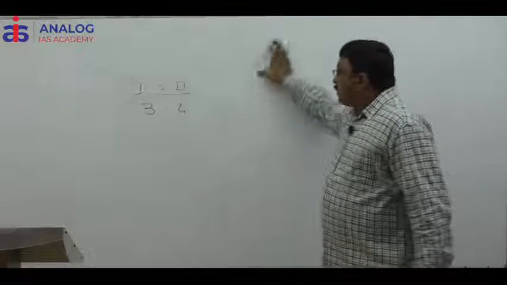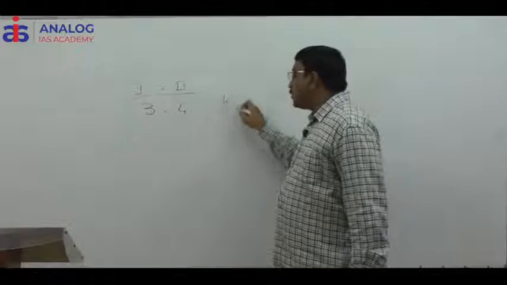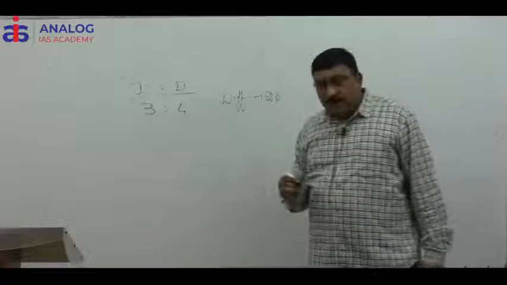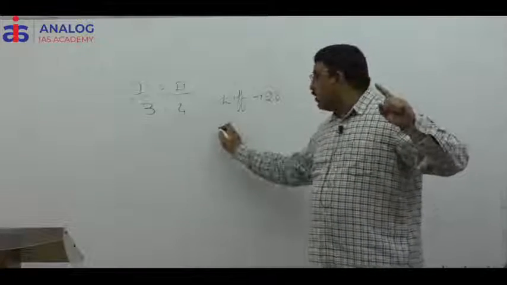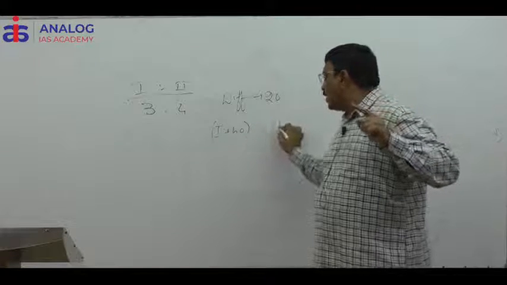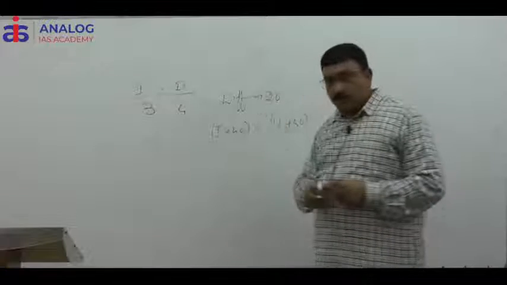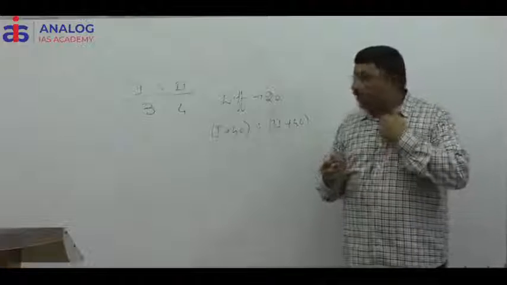So the numbers are in the ratio 3:4. Difference is given. How much? It is 20. And we need the ratio after increasing by 40 each. Means first number plus 40, and second number plus 40, then take their ratio. Right? That's it. How to do that one?